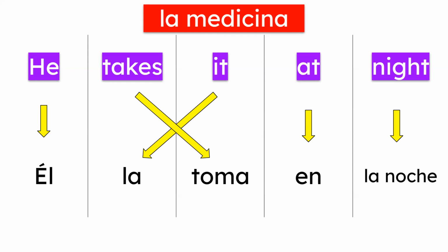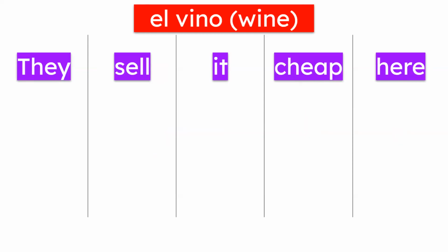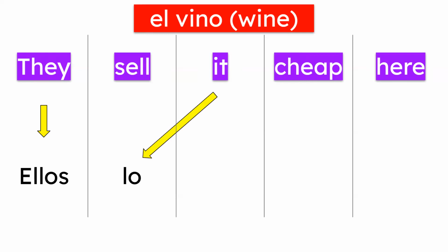Very well. Next sentence. They sell it cheap here. Did you know that? Yeah, they sell it cheap here. Oh, good to know. Okay, in this case, it is referring to el vino, masculine. So we start with ellos, and it would be, yes, you're right, lo.